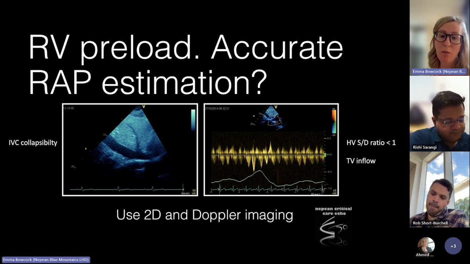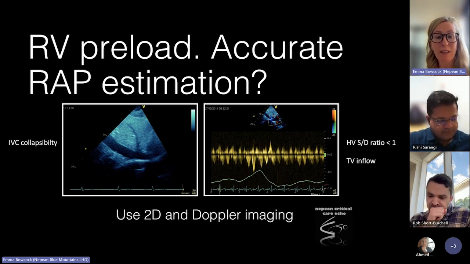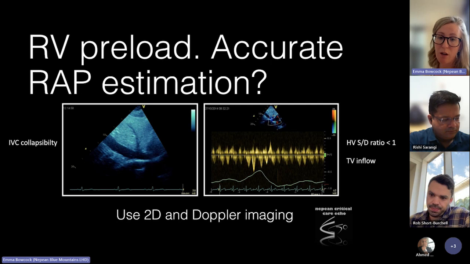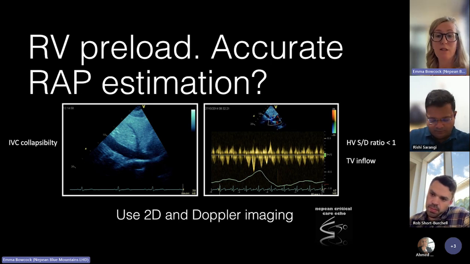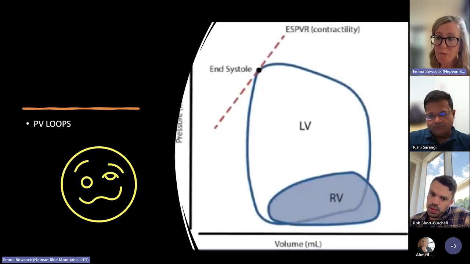We can look with Doppler, looking at hepatic vein flow, look at the S to D ratio. You know, if that's less than 1, maybe we've got raised right atrial pressures, and again, we can talk about that a little bit more. And we can also look at tricuspid inflow, look at E to E prime on the right side to try to tell us whether right atrial pressures are elevated as well.